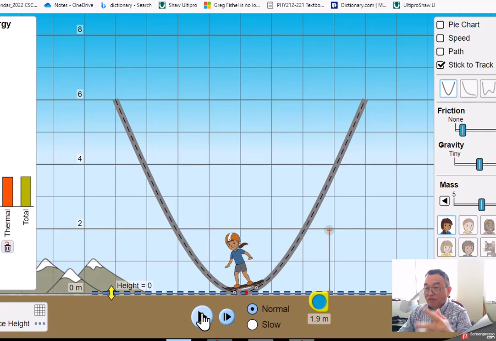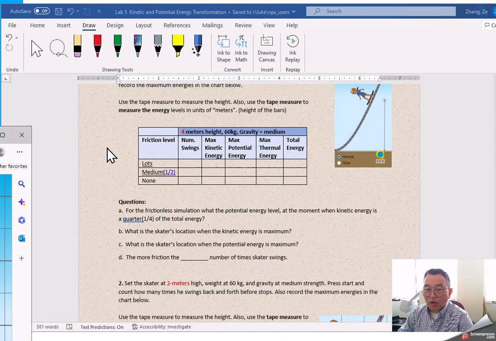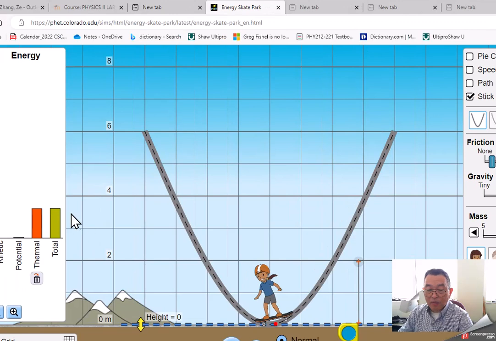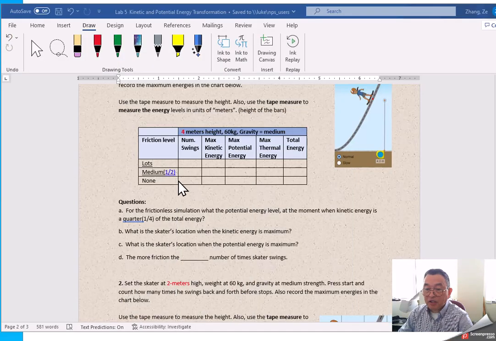So that's what I'm going to count, how many times it swings. You go in here, number of swings, and maximum energy is recorded right here. So maximum total energy is measured with the tape. That's how you measure maximum energy. In this case it's 1.9, and so on. Then you enter here the maximum kinetic energy, maximum potential energy, and total energy, and you put them in this table.